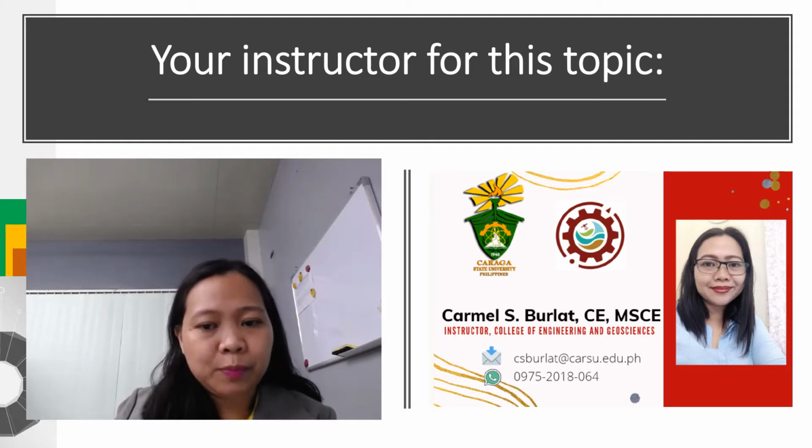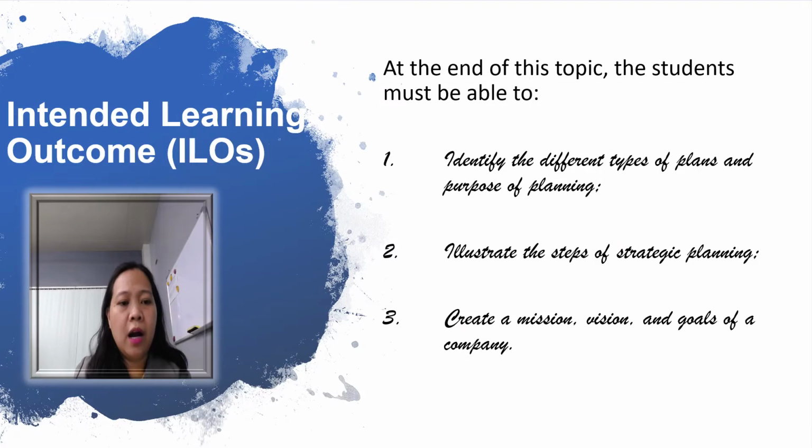So let's proceed. Our intended learning outcomes are the following. After the discussion, the students must be able to first identify the different types of plans and purpose of planning. Second, illustrate the steps of making a strategic plan. Third, the students will be able to create a mission, vision statements, and goals of their own theoretical company.